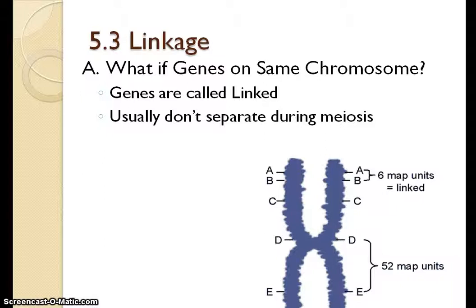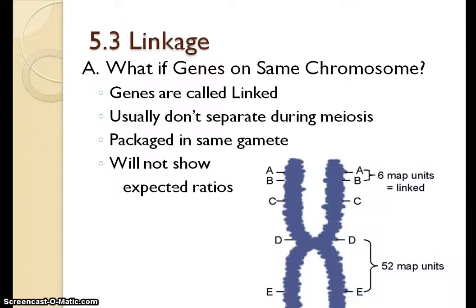Because they are on the same chromosome, these genes usually do not separate during meiosis. So they are not going to follow the rules of independent assortment or segregation. These genes will be packaged in the same gamete, so they will be inherited together. These genes will not show the expected ratios that Mendel would predict for two different genes. Remember that when two genes are involved, we might expect a ratio of 9:3:3:1 or 1:1:1:1. But because genes that are linked are on the same chromosome, we will not see these expected ratios.